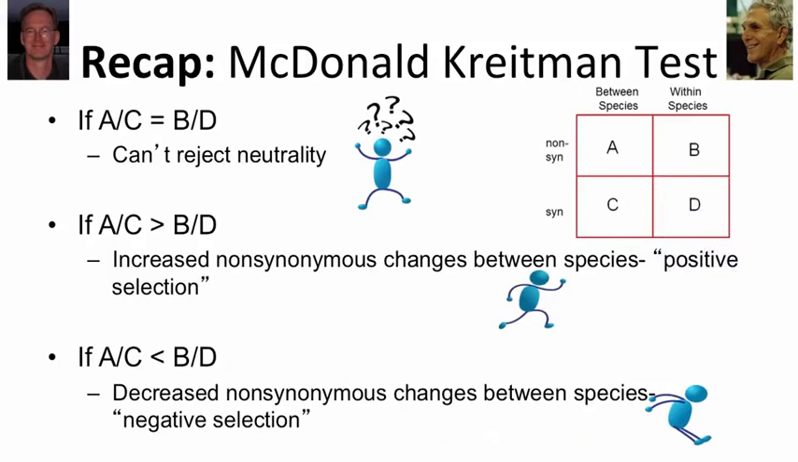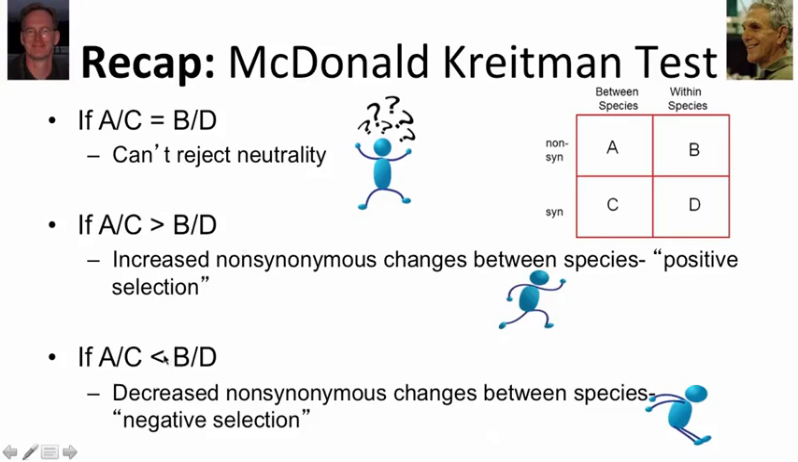Here's the McDonald-Kreitman test. Again, if A over C, A being the between species non-synonymous divided by the between species synonymous for C, is equal to B over D, the same for within species, you can't reject neutrality. Does not mean that it is neutral. If it's greater between species than within species, then you have increased non-synonymous changes, that indicates positive selection, right?